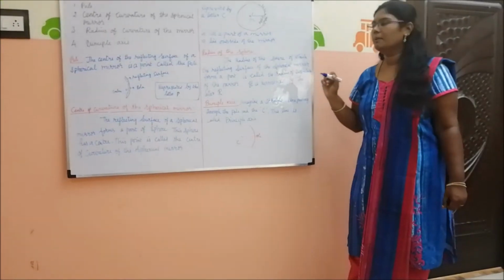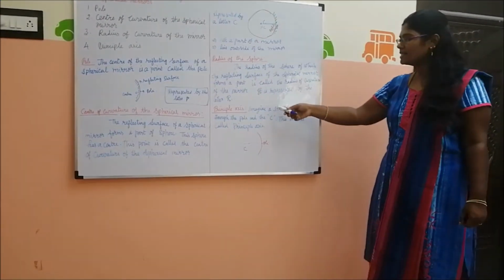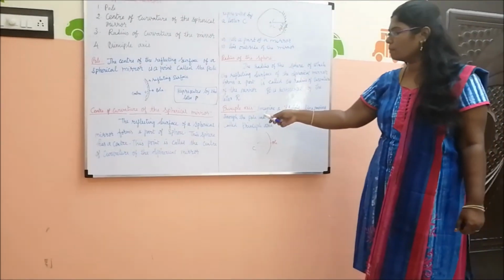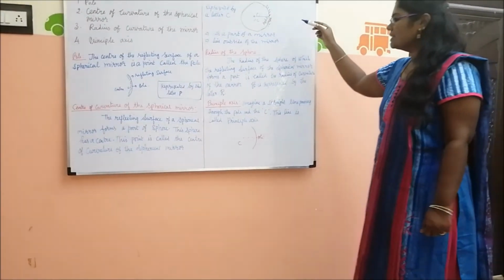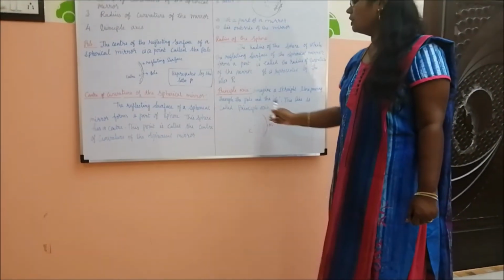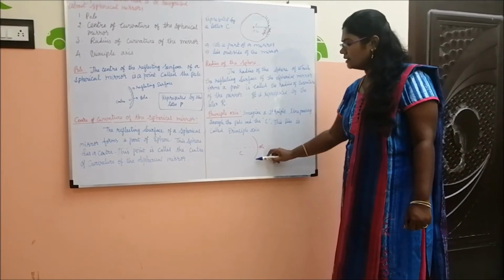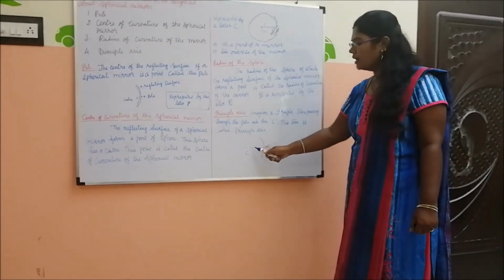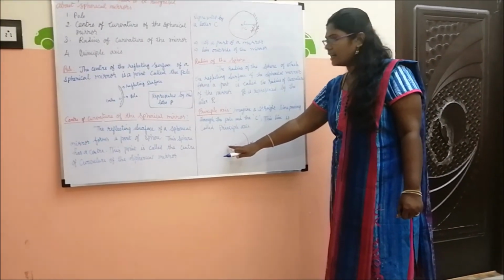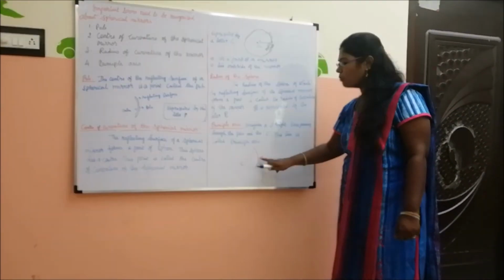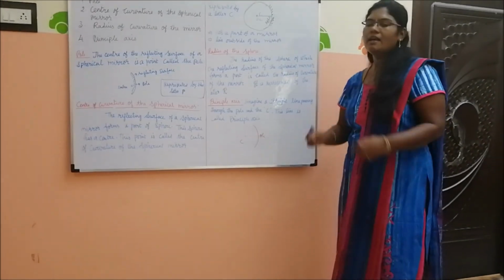The next term is principal axis. Imagine a straight line passing through the pole and C, which is the center of curvature of the sphere. This line is called the principal axis. This is a spherical mirror, and this is the pole, and this is the center of curvature. If we imagine or draw a line through this pole and the C, then the line is called the principal axis.